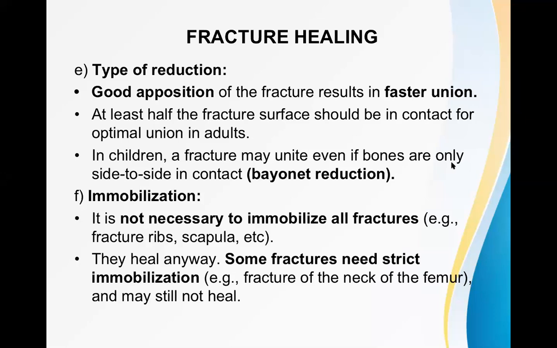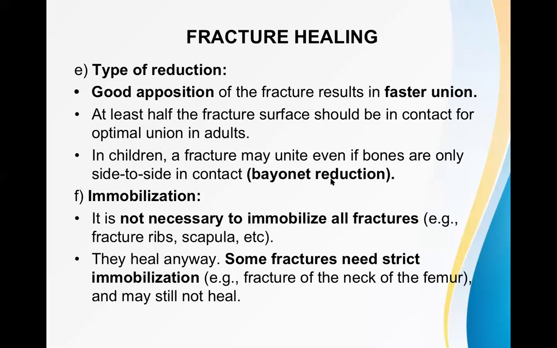Now let's come back to the slide. If the type of reduction is a good one, meaning the two ends of the bone are in good opposition to each other, there will be faster union. At least half the fracture surface should be in contact for optimal union in adults. So even if you cannot bring two fragments in complete contact, even if half of the fracture surface is in contact with each other, it will heal nicely.